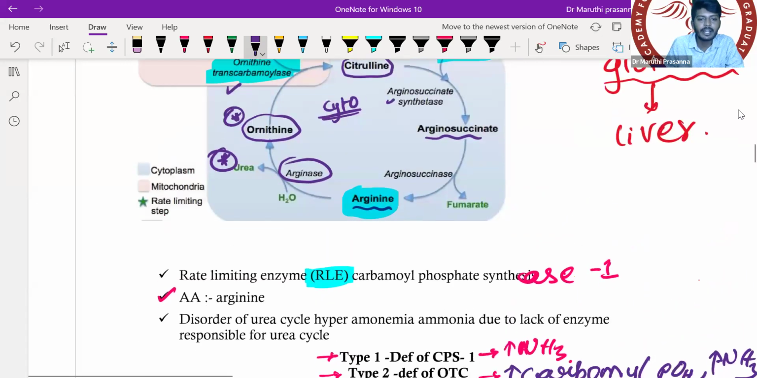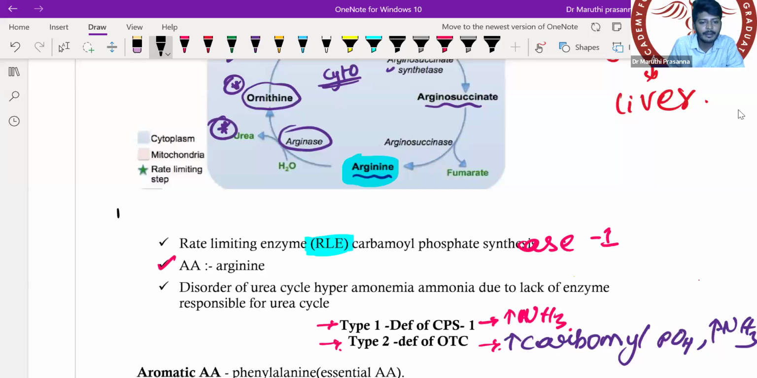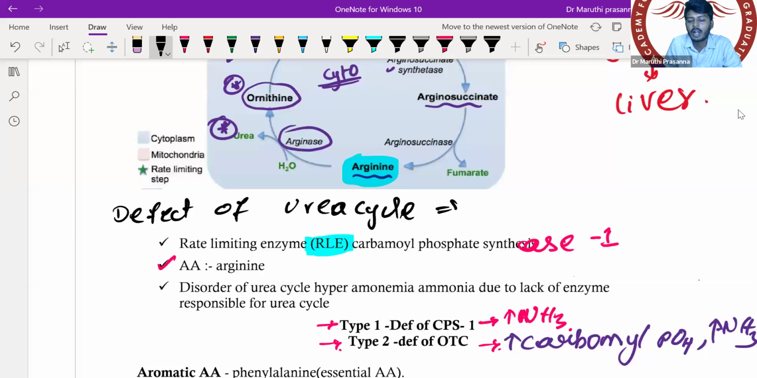Now, if there is a defect of the urea cycle, automatically ammonia will not get converted into urea. So there is an increase of ammonia in the body.